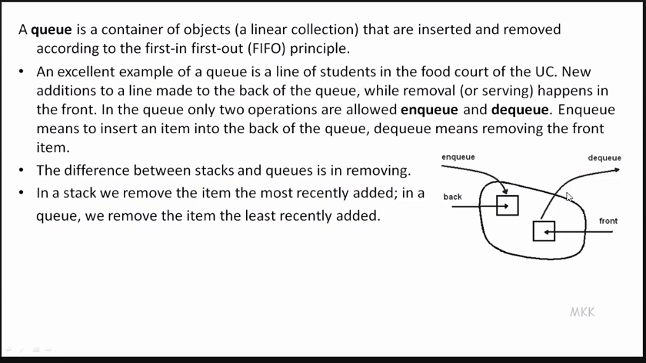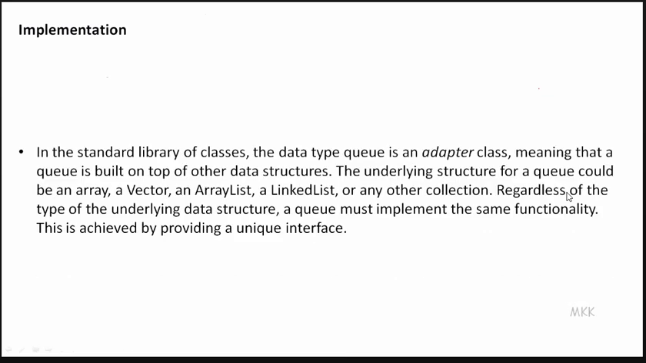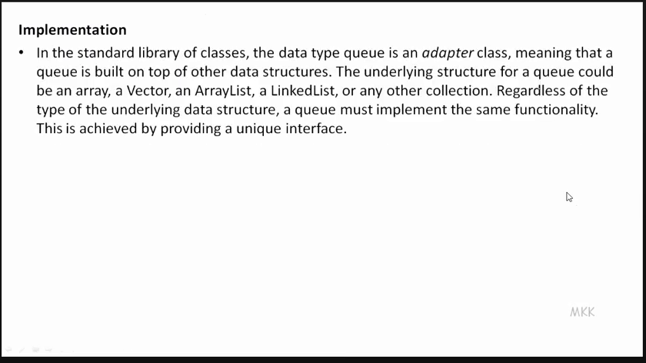The difference between stack and queue is in removing. Who enters last will be removed first in the stack. Who enters last will be removed last in the queue. In a stack, we remove the item most recently added, whereas in a queue, we remove the item least recently added. That is the basic difference.